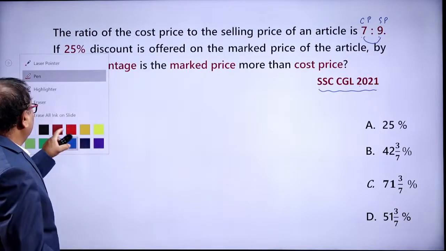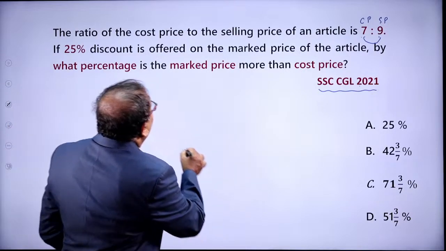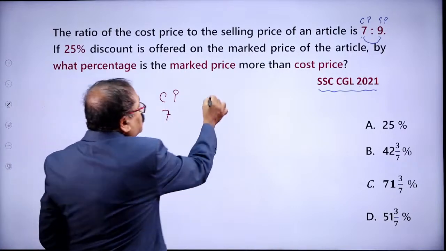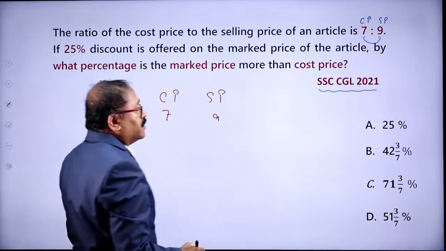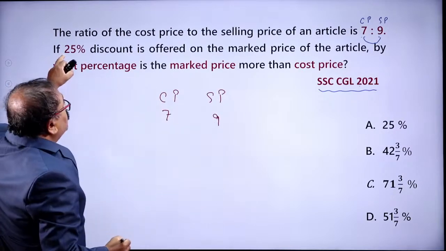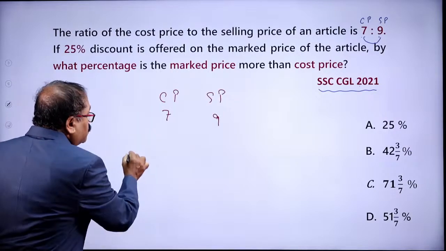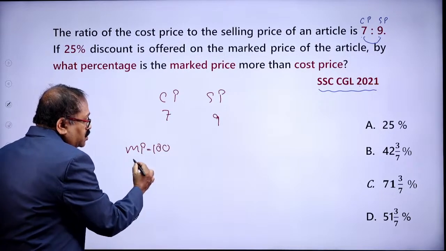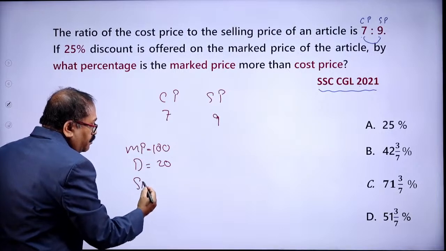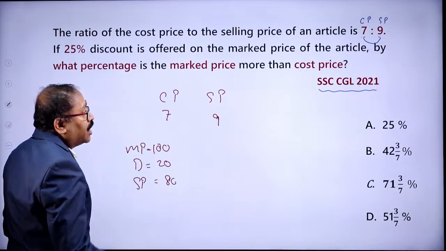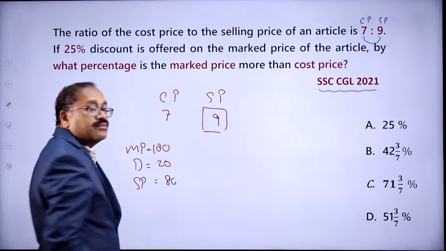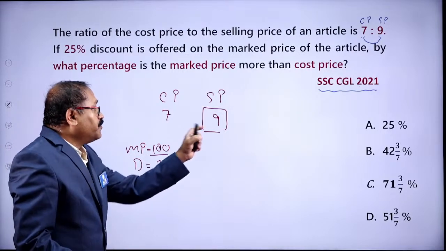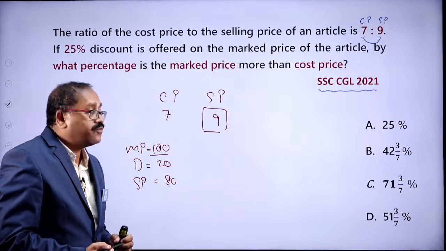So that is here, look at this part. CP is known to us, that is 7. SP is known to us, which is 9. And we know that 25% discount. So that means you give the discount on mark price. If the mark price is 100, then discount is 20, your selling price will be 80. I know this selling price here 9 parts. Can I find out the mark price? When I know 80 parts, can I find out 100? Yes, I can find out 100.